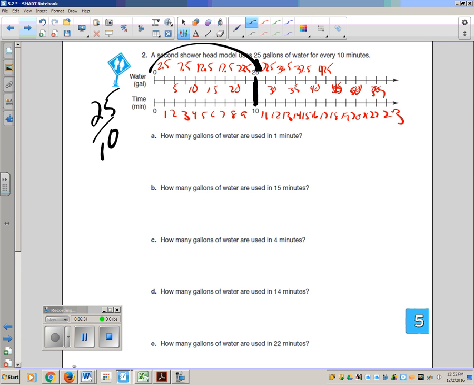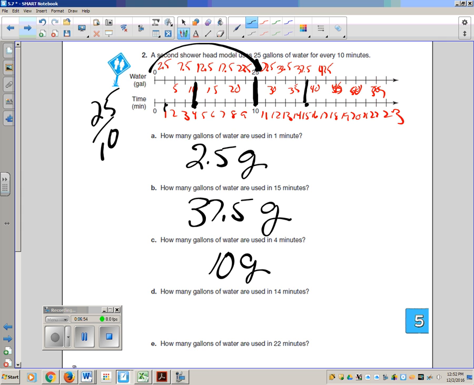A, how many gallons of water are used in 1 minute? Here's 1, 2.5. 2.5 gallons. C, how many gallons of water are used in 15 minutes? There's 15, there's 37.5. D, how many gallons of water are used in 4 minutes? That's right up to 10.